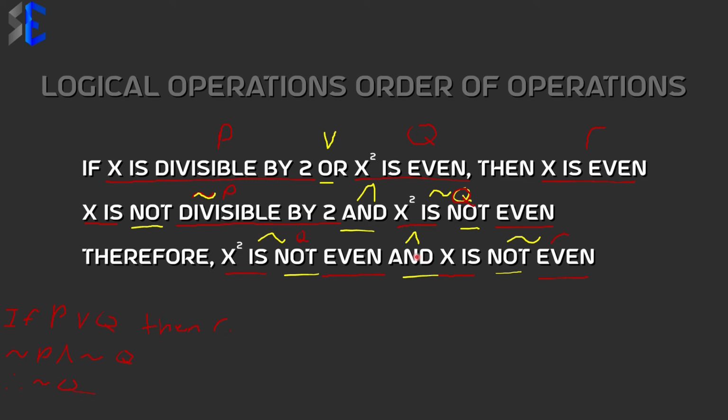And so you have your and right here, so you just put and then you have x is not even. So if you look up here, x is even is just r. So in order to negate r, you just put not r.